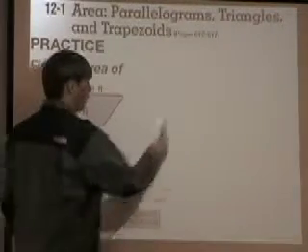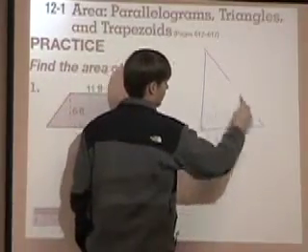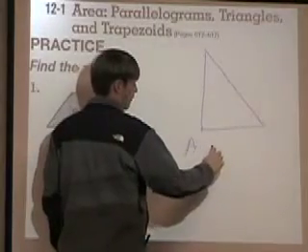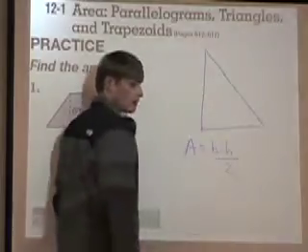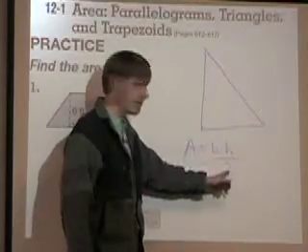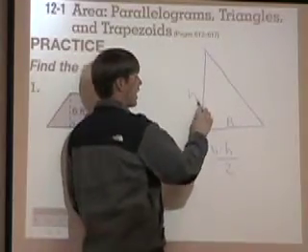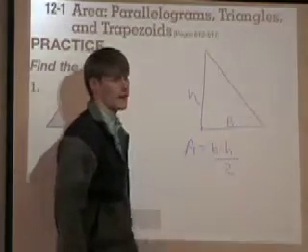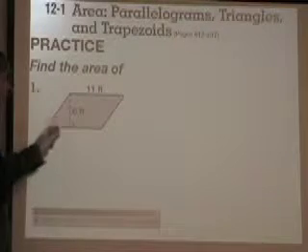Okay? If we've got this triangle, the formula for the area of it is the area equals base times height divided by 2. So it's very similar to the parallelogram other than you divide by 2. This is the base, this is the height. You multiply them together and you divide by 2 to find the area of a triangle. Now Kareem, what is this?